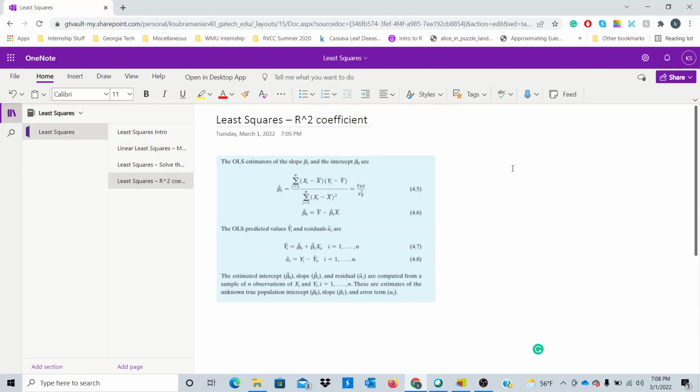Now I know that in some of your past classes, you might have seen this word R-squared coefficient and wondered, what is this mysterious term doing? What does this actually mean? We might know how to calculate it, but explaining what it means intuitively, that's where this video comes in.